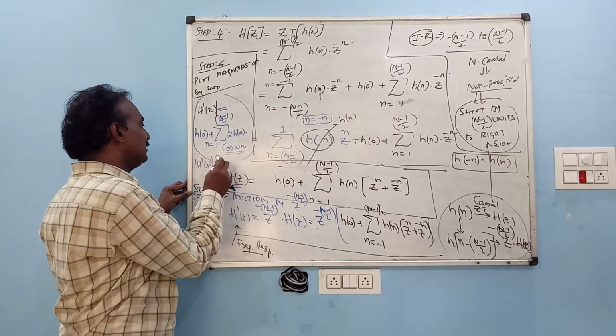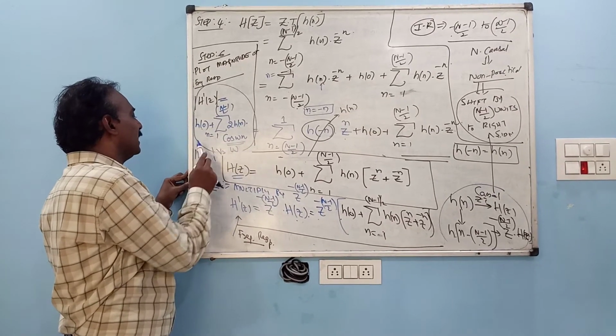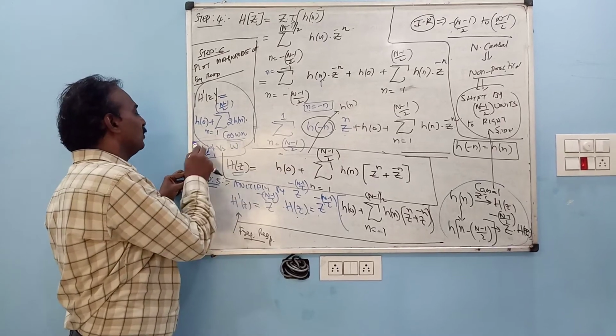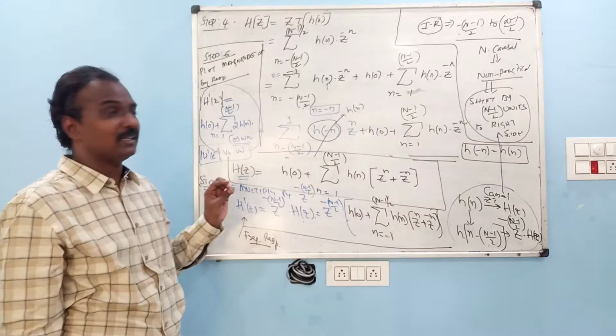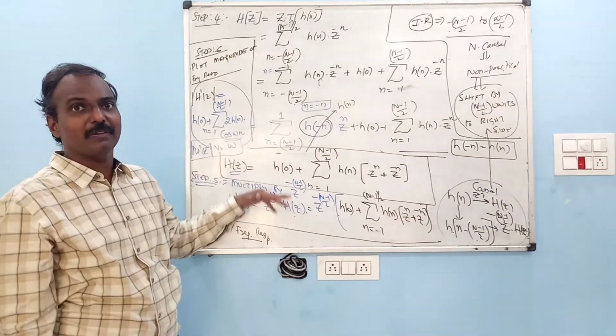versus frequency omega. Z is nothing but e power j omega, so I can write H dash of e power j omega versus omega. This is what I am trying to plot. This is our final step. So quickly, these are the 6 steps we have seen.